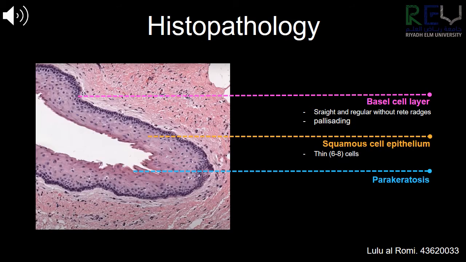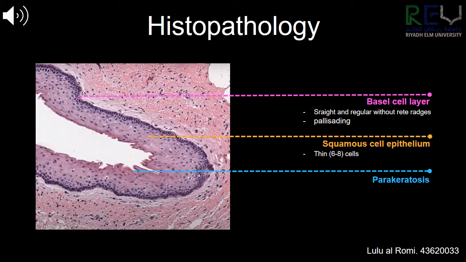In the histopathology, the basal cell layer is a thin squamous lining. It is straight and regular without rete ridges. The rete ridges are finger-like projections, but they do not appear here. The basal cells are palisading. They have elongated nuclei arranged one next to another, with a corrugated layer of parakeratin on the surface.